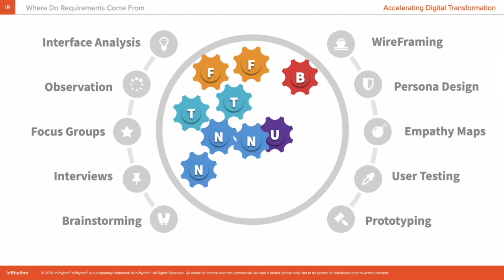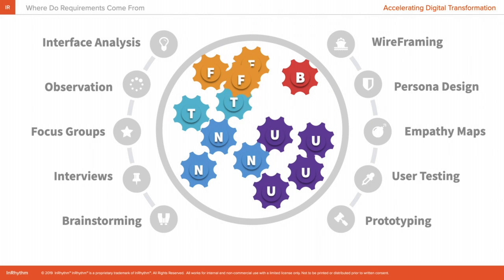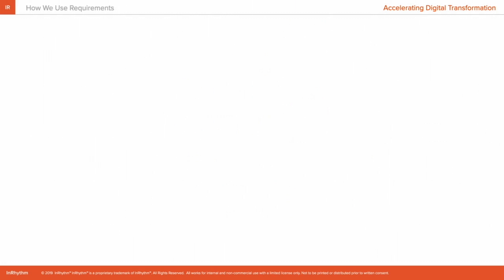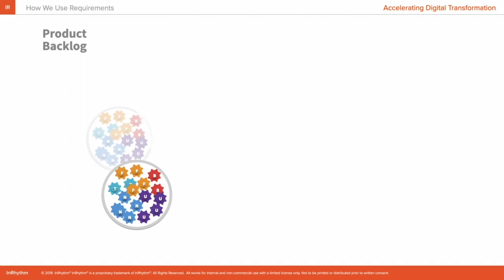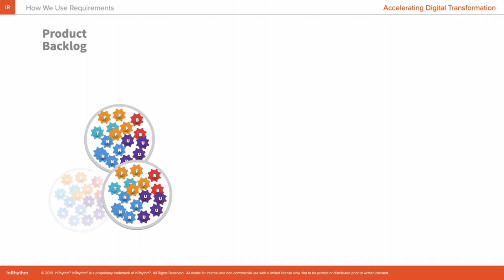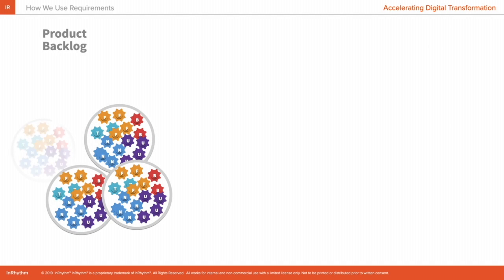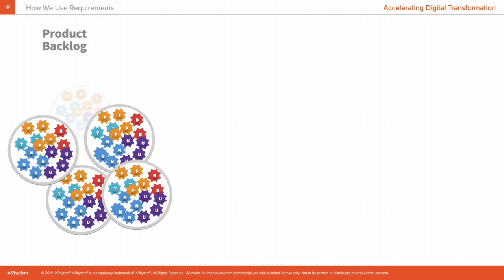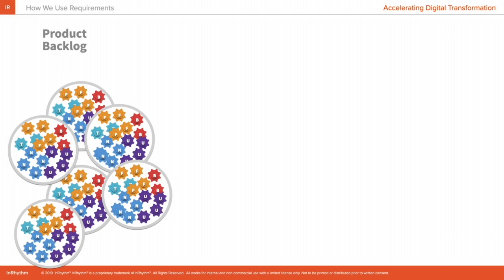But then the question becomes, what is the most effective way to use the requirements that we have spent all this time gathering? All of the different requirements are assembled into a product backlog. This backlog should be as clear and concise as possible, and the client will sign off on the product backlog as a way to avoid scope creep moving forward.